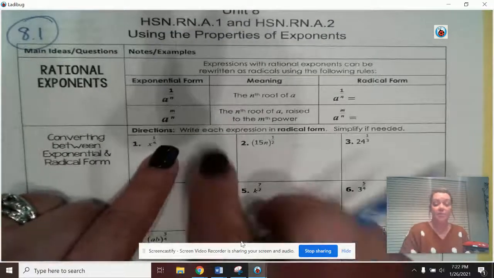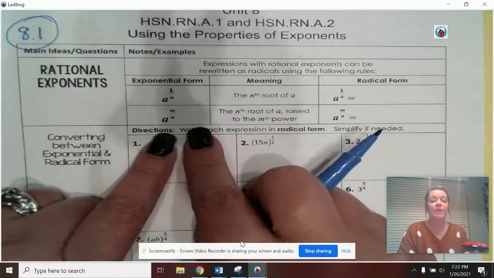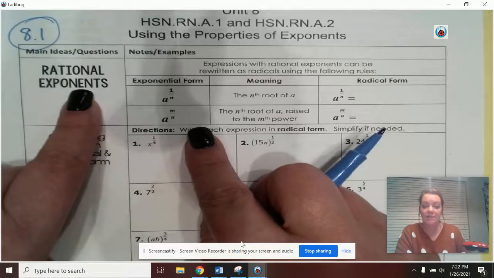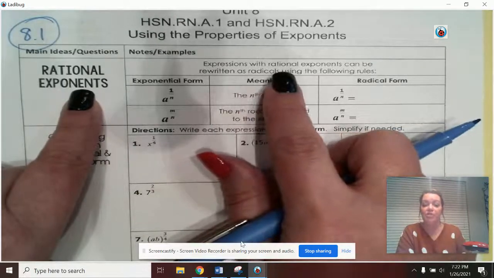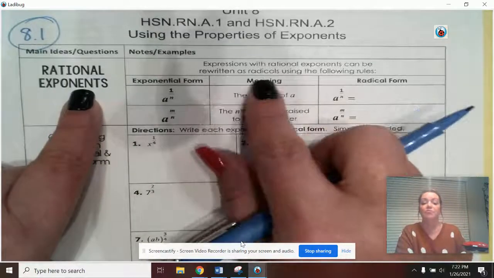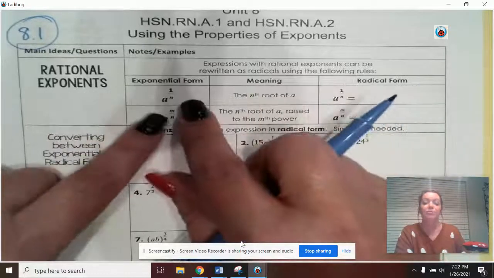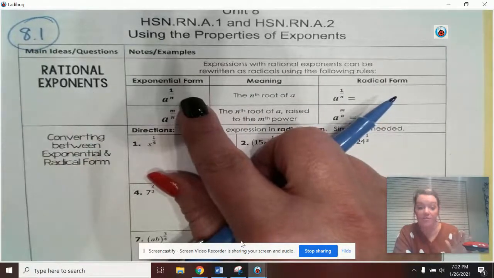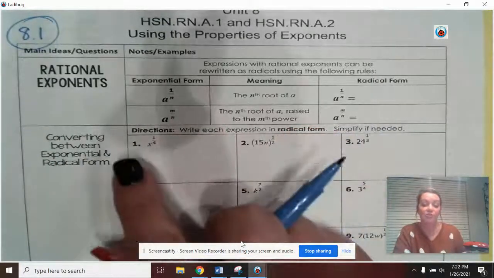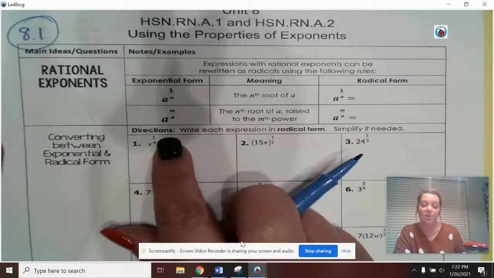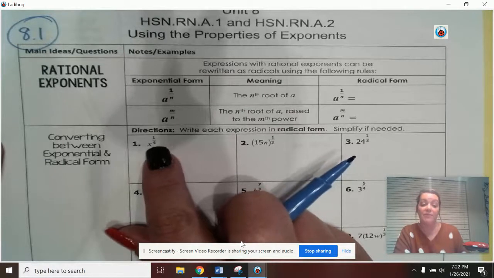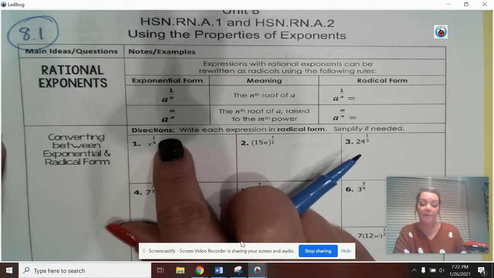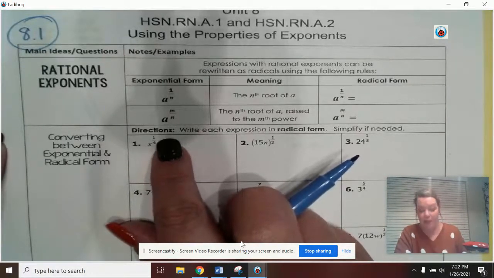And this is the top part of the notes. We're going to start with this part right here. Expressions with rational exponents can be written as radicals using the following rules. Rational exponents are exponents that are fractions. So a way to shorten that and put it in your brain: a rational exponent is an exponent that's a fraction. Just like this first example right here. This is x to the 1/4 power. That is a rational exponent.